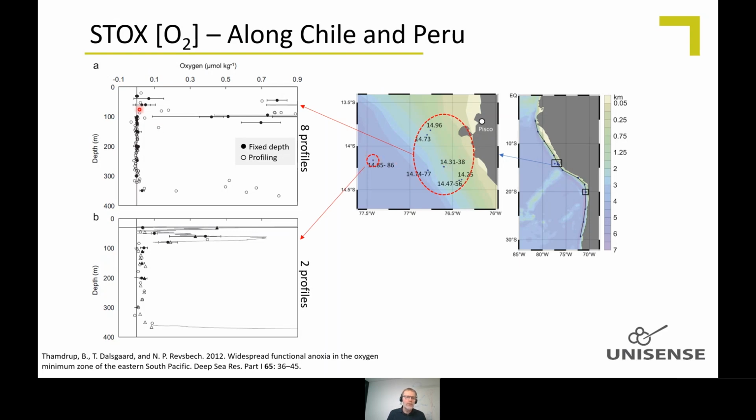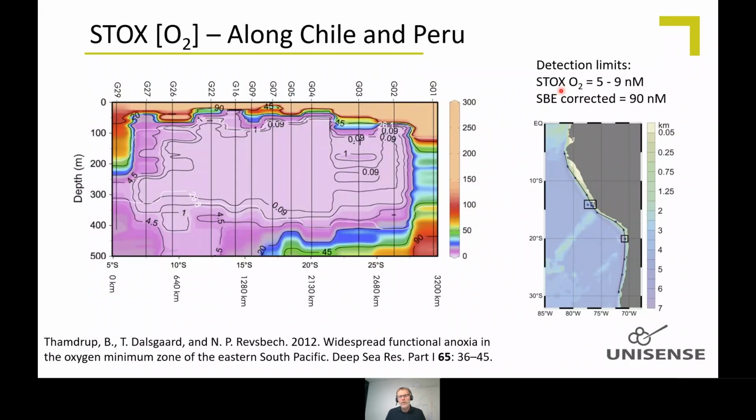For those closer to the coast, you can see there's a volume of water from about 100 meters depth down to 300 meters depth where we cannot find any oxygen. So it's not different from the detection limit, less than 5 to 9 nanomolar in this study. When we got further away from the coast, there was a little bit of oxygen in this oxygen minimum, typically between 15 and 25 nanomolar, but very consistently. Because we had the STOX sensor, we could recalibrate the Seabird sensor, so we could get a detection limit of around 90 nanomolar.